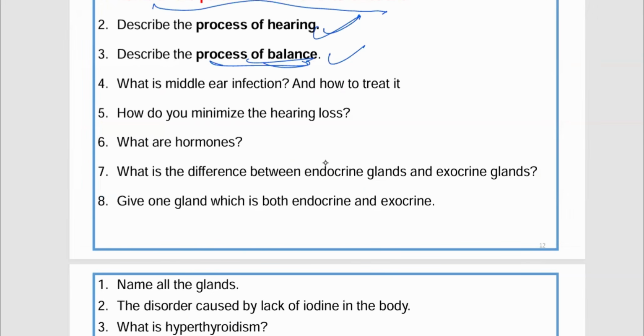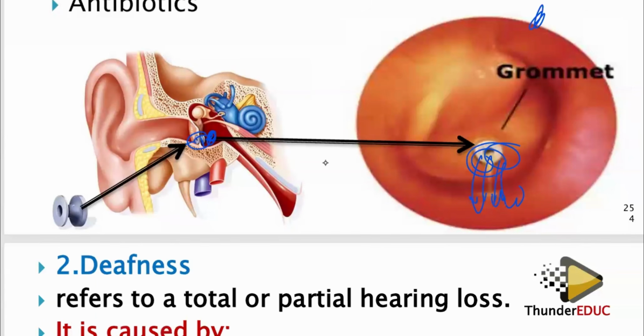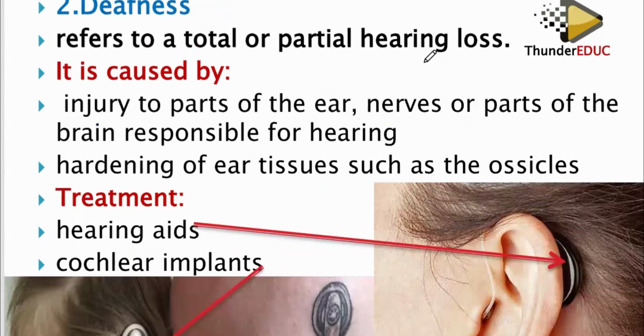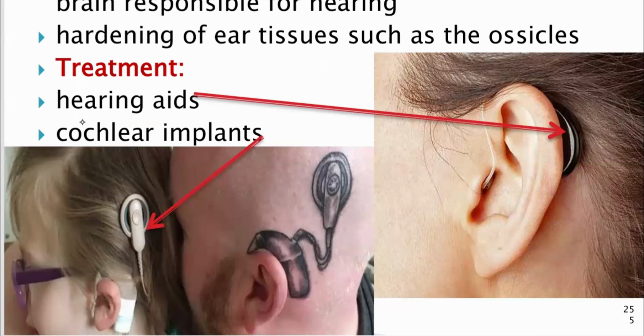Then we have, how do you minimize the hearing loss? This one, you just remove the wax if it is caused by the wax. Or if it is caused by a problem, maybe any tissue in the ear, then you can apply the hearing aid, or you can do what you call the cochlear implant if it's the cochlea which is being damaged. So you can remove the wax, which you call the cerumen, you can apply the hearing aid, or you can do the cochlear implant. And once you know that, then it means that the ear is also done.